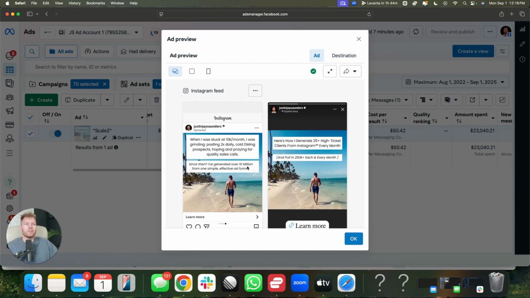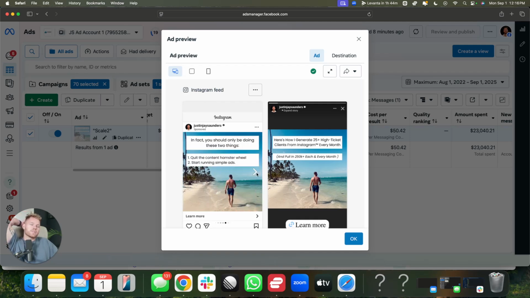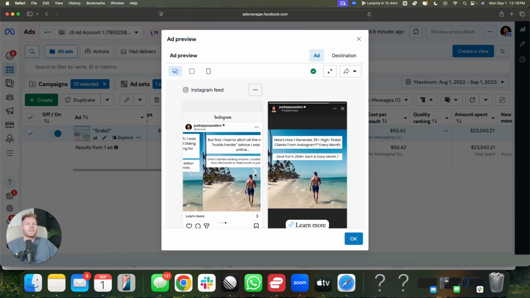Since then, I generated over 10 million from one simple, effective ad funnel. Side note, if you're doing Stripe screenshots, those usually get flagged. So that's why we don't do Stripe. I would recommend not to do Stripe screenshots if I were you, because I haven't seen anyone successfully run those for more than a couple weeks, to be honest. And they usually get you a ban on your ad account. So be careful with that.